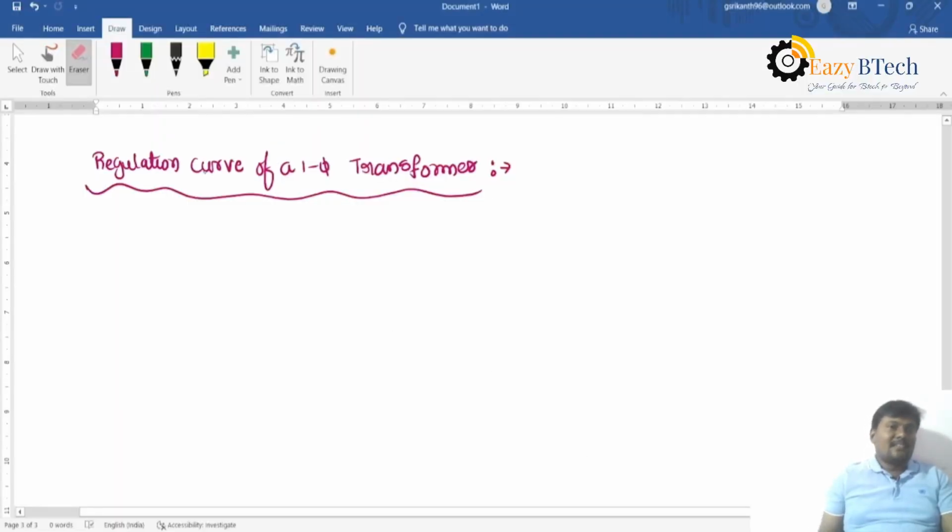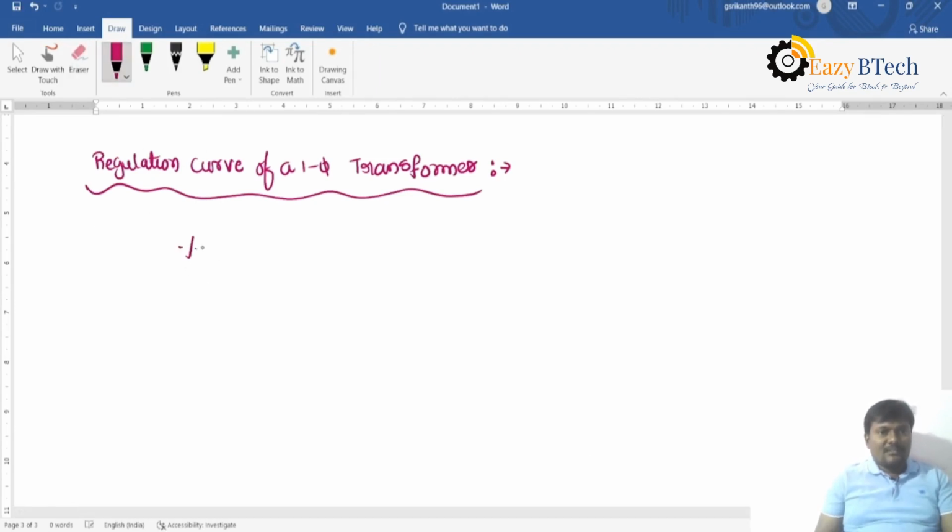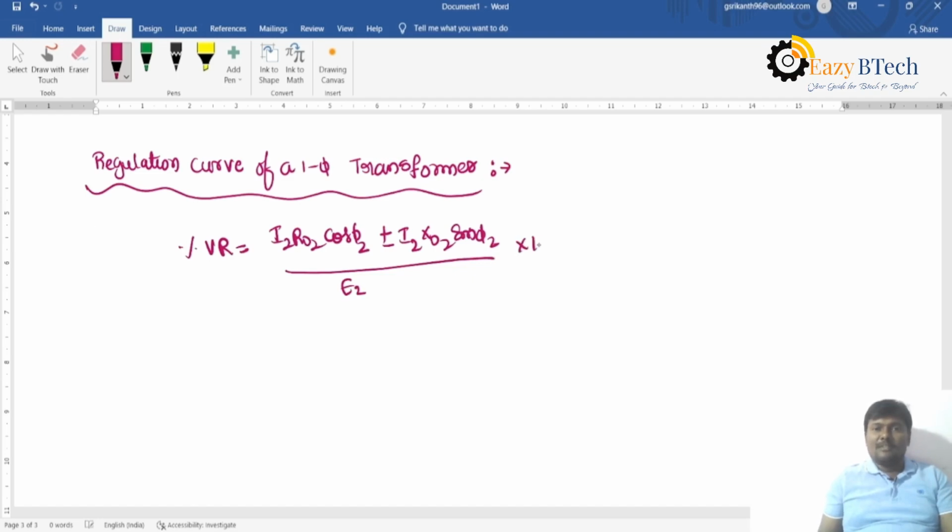So in this lecture, I will explain the regulation curve of a single phase transformer. In the previous lecture, we derived the percentage voltage regulation of a single phase transformer for leading power factor and lagging power factor: I2 R02 cos phi2 plus or minus I2 X02 sin phi2, divided by E2, multiplied with 100.